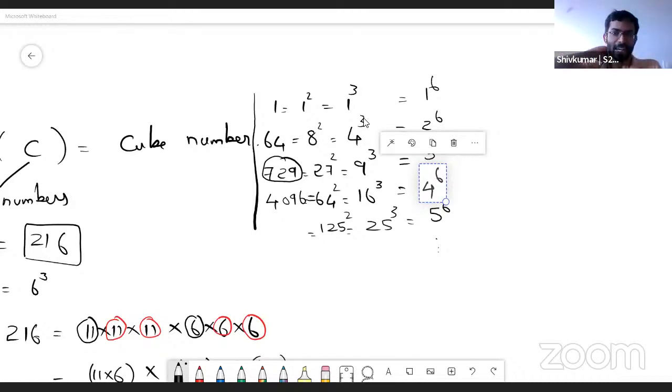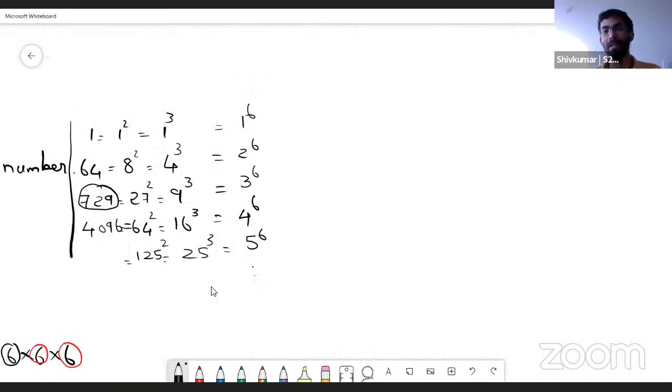Fine. Okay, so now at this point, are any more questions coming to your mind? Okay, so now we saw that it is not just 1 and 64, but there are infinite such numbers which are both squares and cubes, right? Any further questions coming to your mind now at this point?